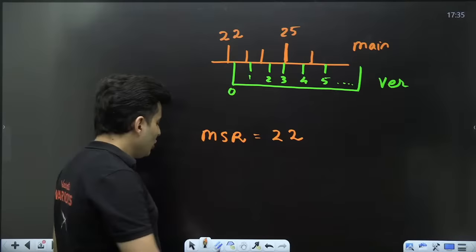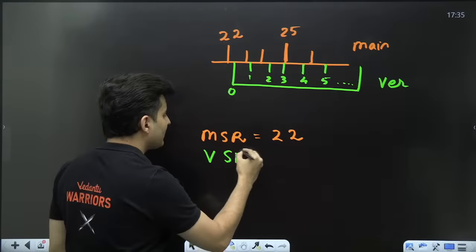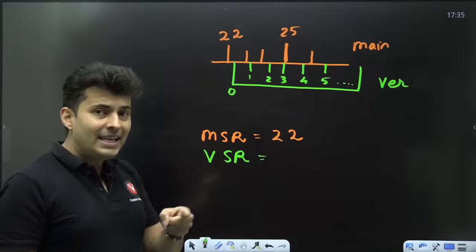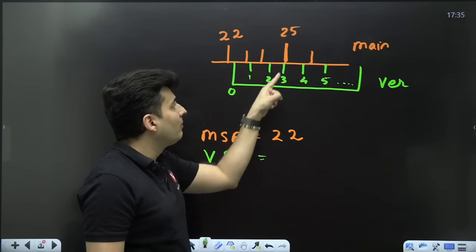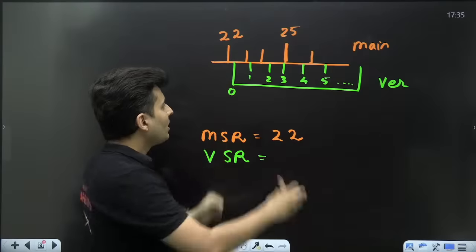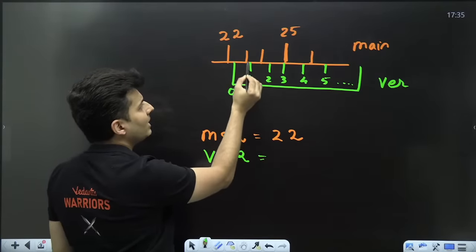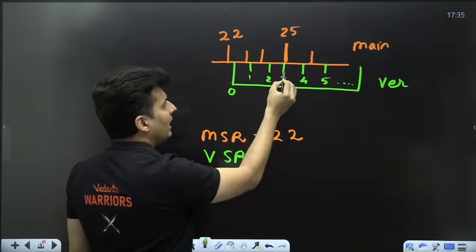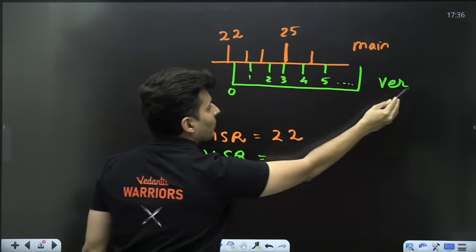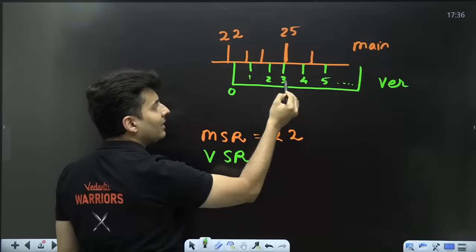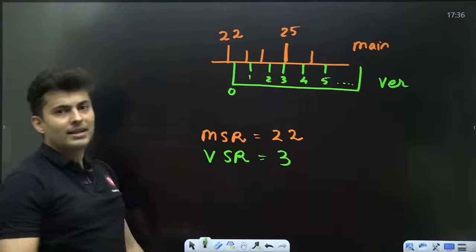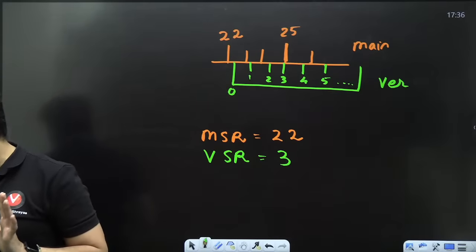Great. Then you have to measure the vernier scale reading. My dear students, the vernier scale reading is the vernier marking which coincides with some division of the main scale. If you notice, this one is not coinciding with any main scale division. This 2 is not coinciding. I think this 3 is coinciding over here. So the vernier scale reading will be 3. Is that very, very clear?